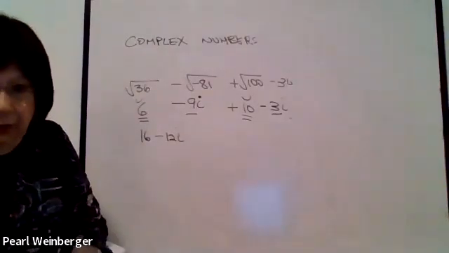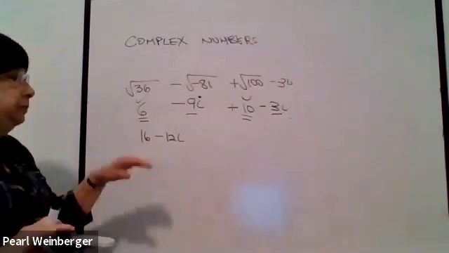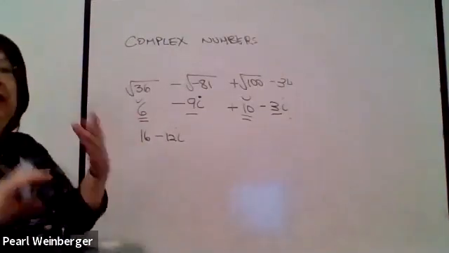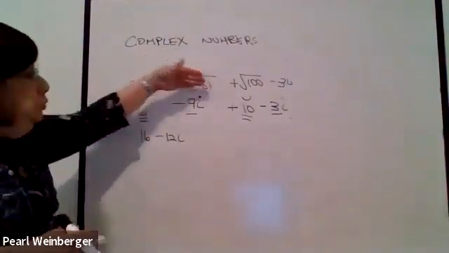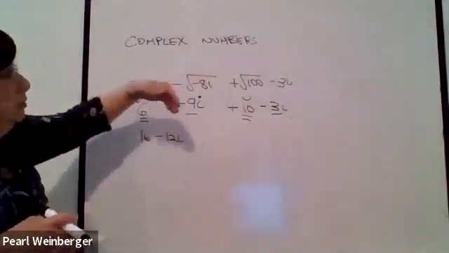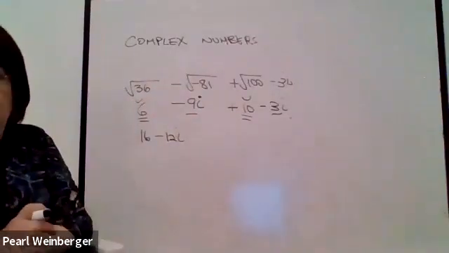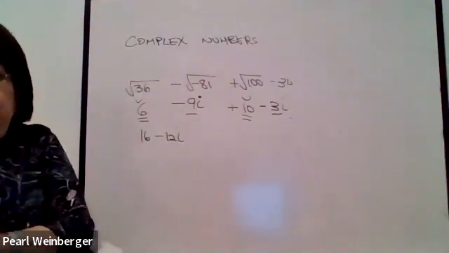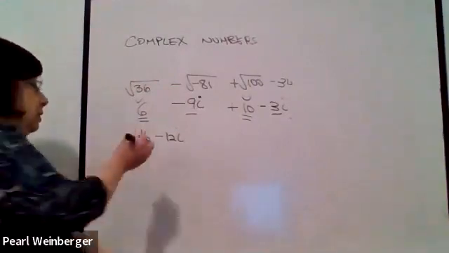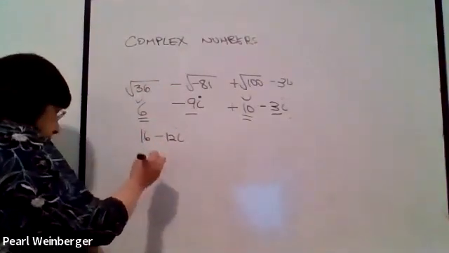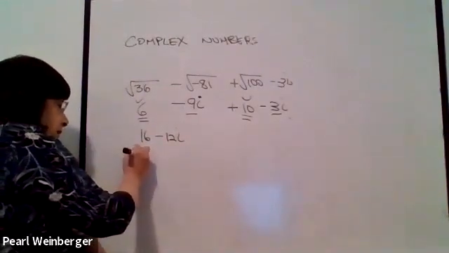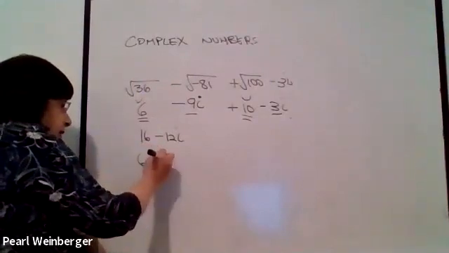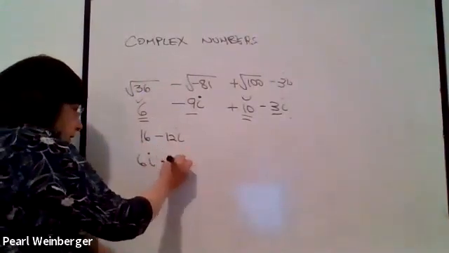I want to do one more thing with this, and then I'm going to give you a couple of problems to try on your own. When we're adding and subtracting, as we did over here, once we've simplified, we just combine the like terms. But what happens when we try to multiply? Let's start with something like this: 6i times 5i.